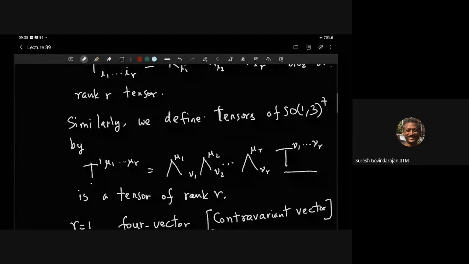What this is saying is that if you write equations involving tensors of SO(1,3)+, those equations will keep their form in any other frame under Lorentz transformation. You just go ahead, replace everything by primes, you're done.